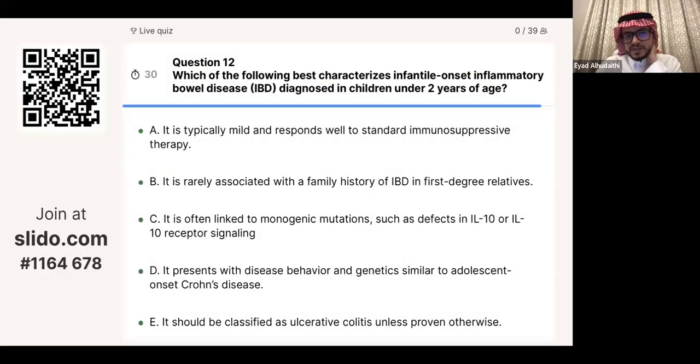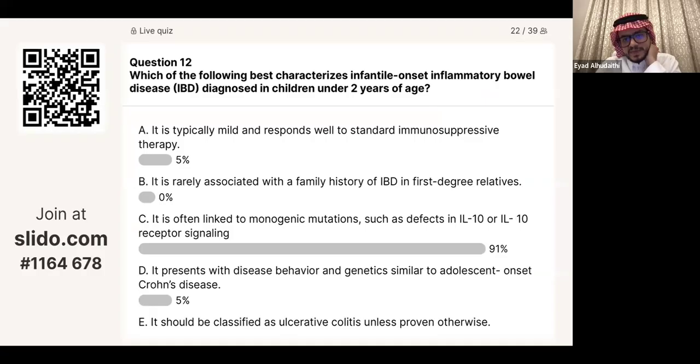So next question, which of the following best characterizes infantile onset IBD, diagnosed under 2 years? It's typically mild and responds well to standard immune suppressive therapy. It is rarely associated with family history of IBD in a first degree relative. It's often linked to monogenic mutation. It presents with disease behavior and genetics similar to adolescent onset Crohn. It should be classified as ulcerative colitis unless proven otherwise. Yeah, most of you got it right.